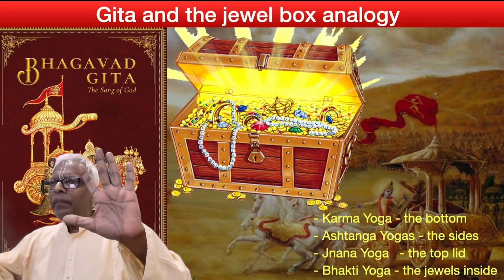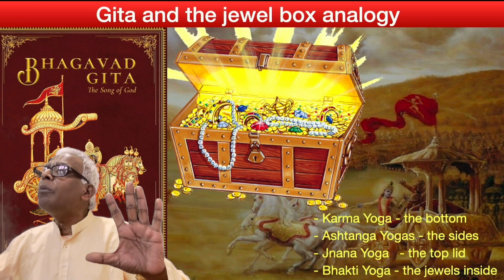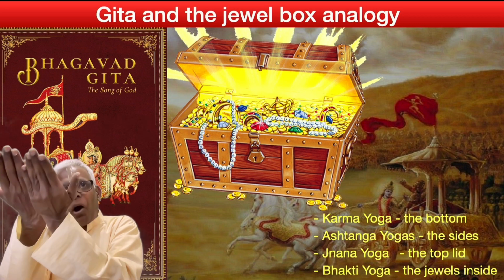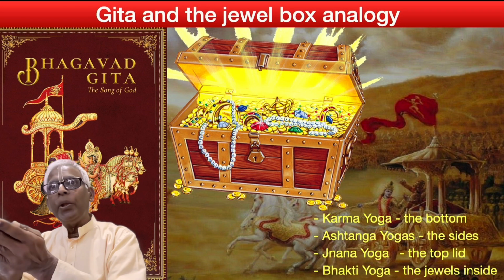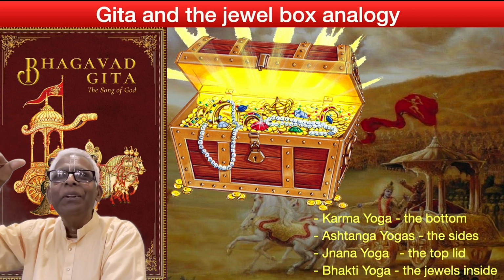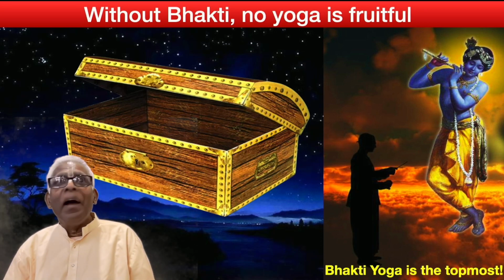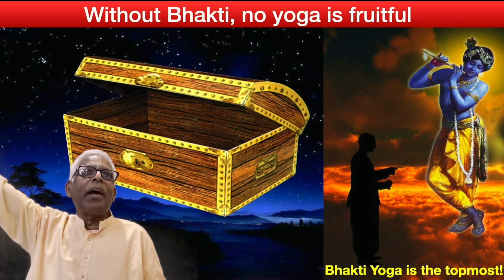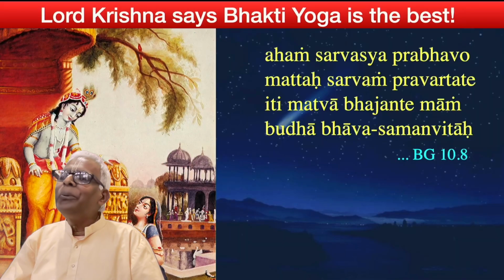Okay, think about this analogy. There is a jewel box. What is important in the jewel box, the box or the jewel? The jewel, right? Karma yoga is like the bottom. Ashtanga yoga is like the sides. Jnana yoga is the lid, the top that closes it. Bhakti yoga is the jewels. Now if you have just the jewel box, with karma yoga, ashtanga yoga and jnana yoga, what is the use of it? There is no jewel inside. That is why the jewel is important.